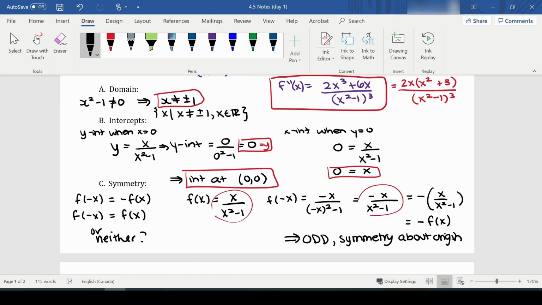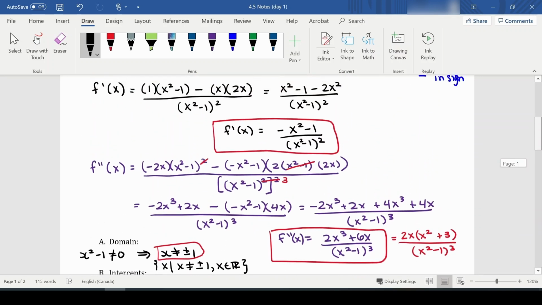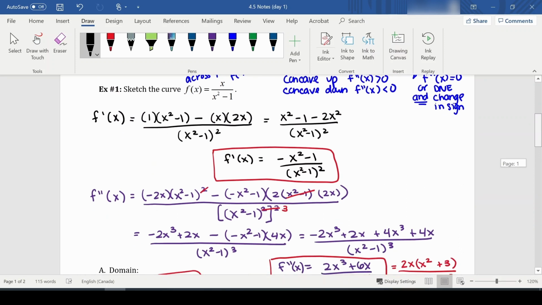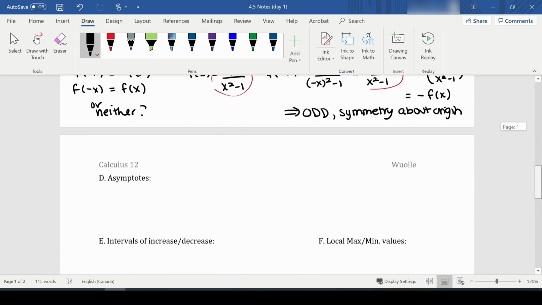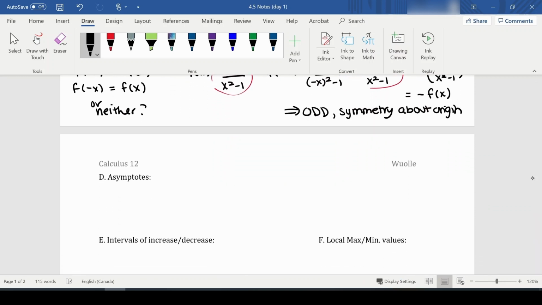Now, our domain here is going to help us with our asymptotes. Remember, for a rational function, your asymptotes happen if you have no common factors between the numerator and the denominator. We had no common factors here between the numerator and denominator. Therefore, our non-permissible values will result in asymptotes. So you have vertical asymptotes at x equals plus or minus 1.